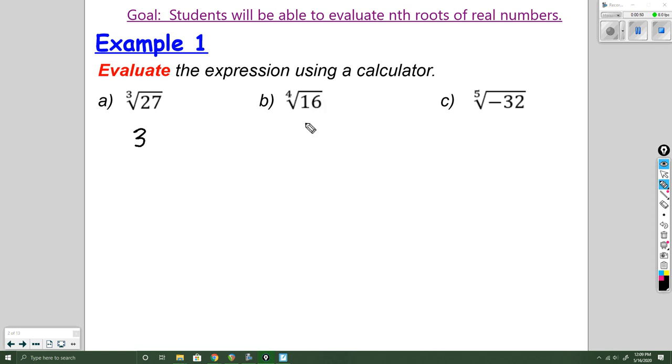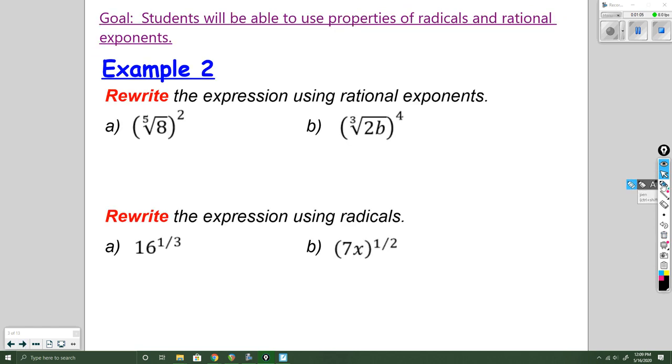The 4th root of 16 is just 2. The 5th root of negative 32 is just negative 2. That's the number we can multiply 5 times to get negative 32. Alright, let's keep on going. There's a lot of examples that we're going to cover because remember we're covering every section.